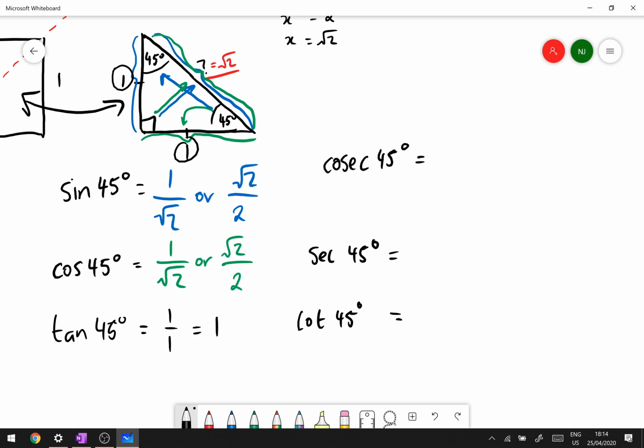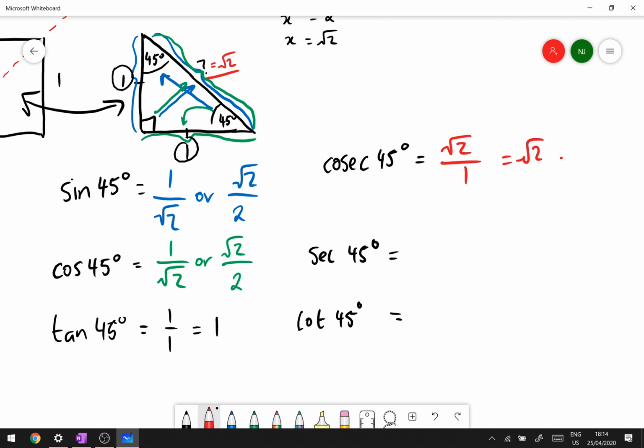We can look at the reciprocal of what we've got on the left, or we can use the triangle. So using the reciprocal on the left, I'm going to use red for this one. 1 over root 2 is what sine is, so cosec must be root 2 over 1, which is just root 2. That's it. It's as simple as that.